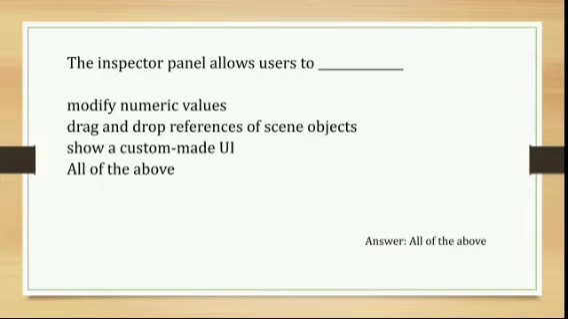The inspector panel allows the user to. Now as you all know, the inspector panel is on the right hand side of your Unity engine screen. It allows for modifying, it allows for adjusting the angle, it allows to zoom, to drag, drop, import the pictures, it allows to add physics, animation, sound, video, everything. That's why the answer is all of the above. That means modifying numeric values, drag and drop references of scene object, and it also shows a custom made UI. Answer is fourth, all of the above.